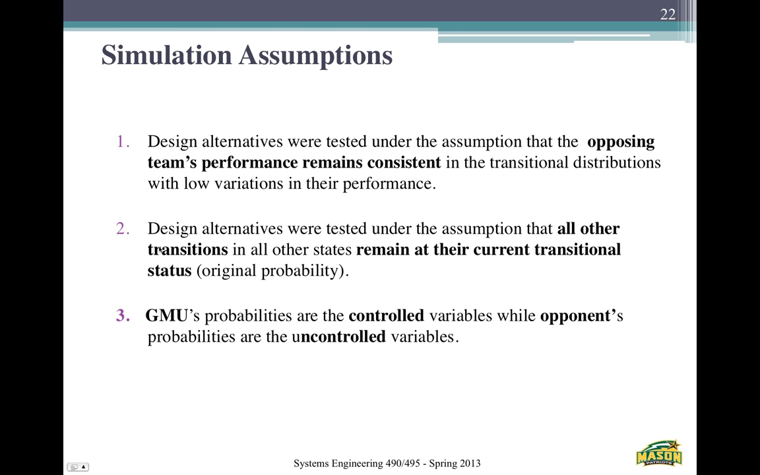So this is going into our simulation, so just some simulation assumptions. Our first assumption was that the opposing team's performance remained consistent based on the background I gave you earlier, and design alternatives were changed, and all other transitions in the states remained the same as their current status, and George Mason probabilities were the only ones that we could control, not the opponents.